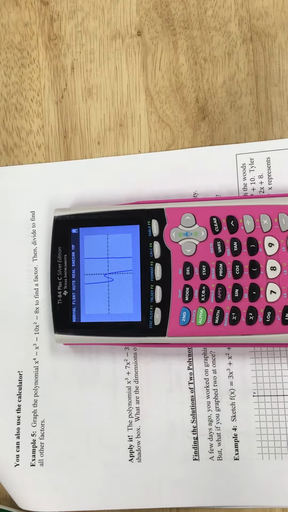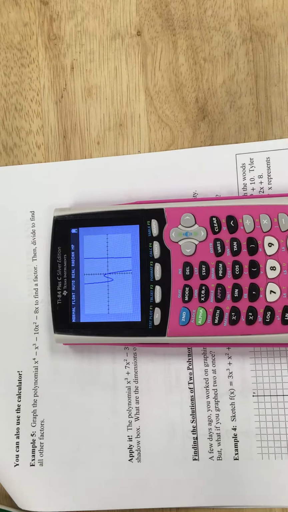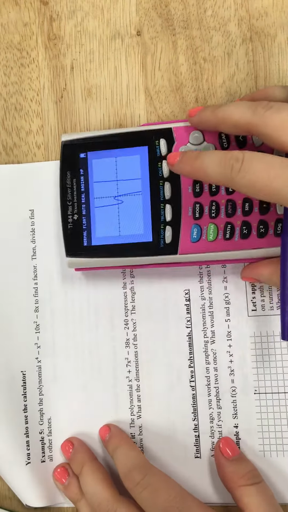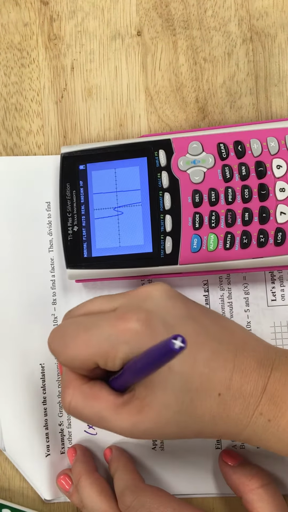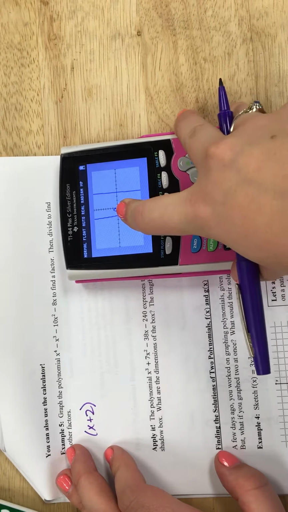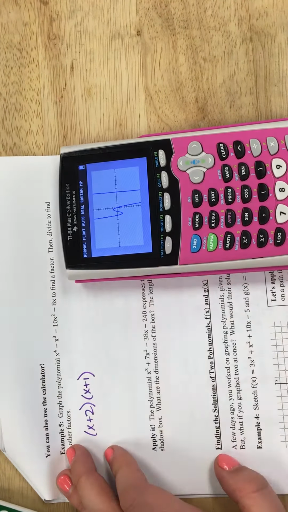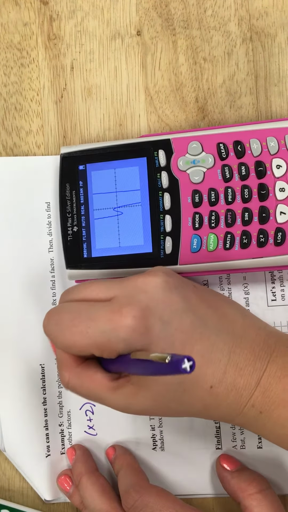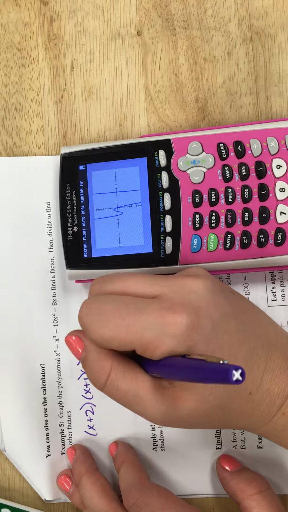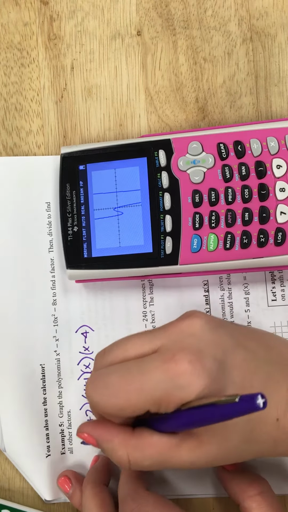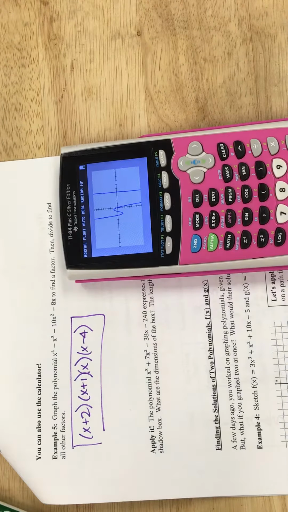So what are your 4 factors then? If it crosses at negative 2, what's that factor? X plus 2, good. If it crosses at negative 1, what's that factor? X plus 1. What if it crosses at 0? X. And if it crosses at positive 4? X minus 4. Congratulations. Wait, didn't we do this with the curves and bounces? Sort of, yeah. Now we're just going the other way, right? And they all went straight through, right? So they'd all have a multiplicity of 1.